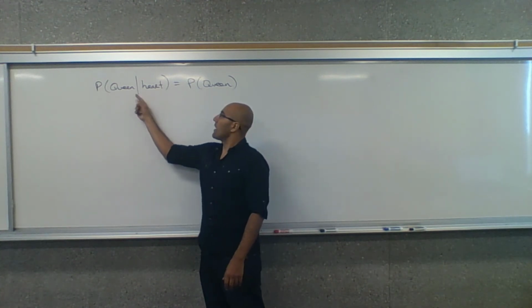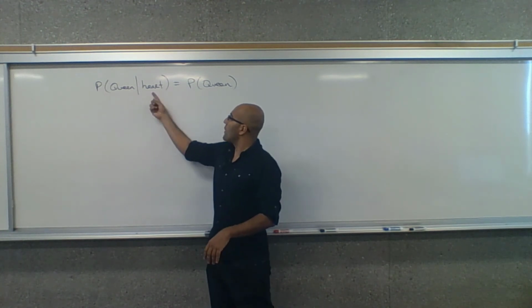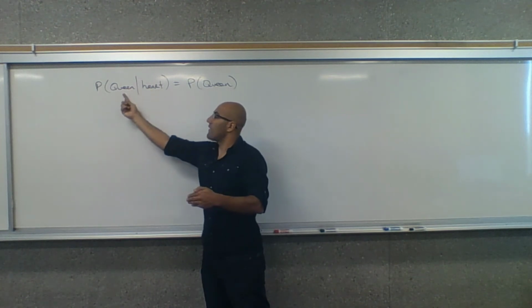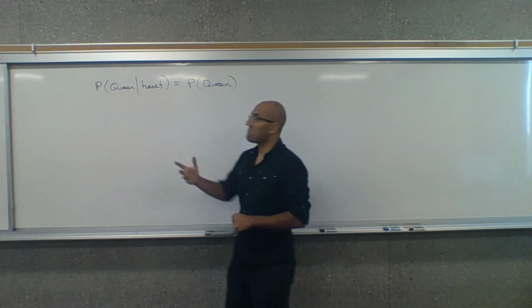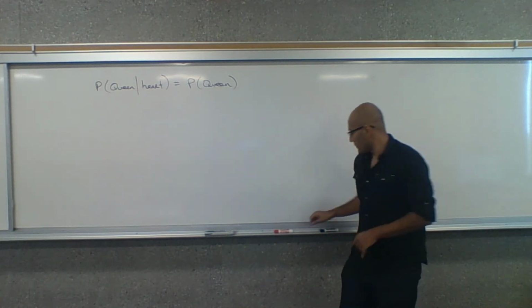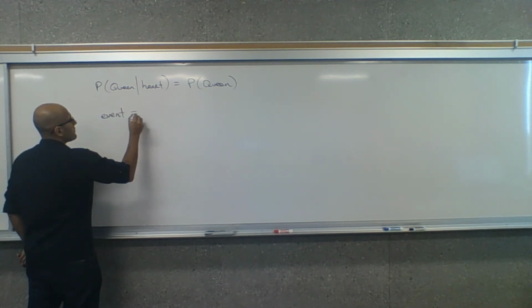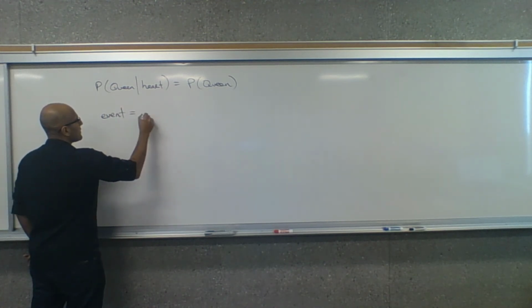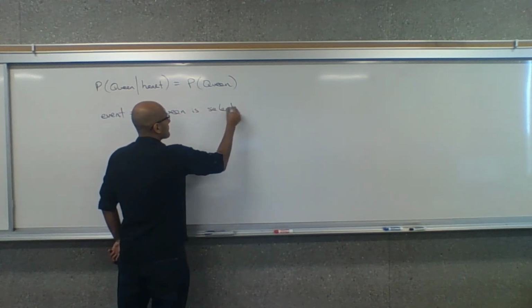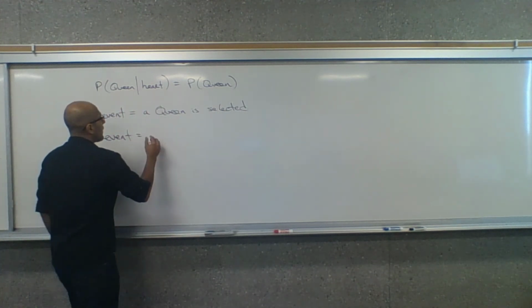We have two events. We have event, it's a queen, and event, it's a heart. We have two events, but now we are told event heart actually happened. It definitely happened. How does that affect event queen? It's a queen. It didn't affect it at all. So if that's the case, that means that those two events are independent, right? So event, a queen is selected. That's one event. Another event could be a heart is selected.